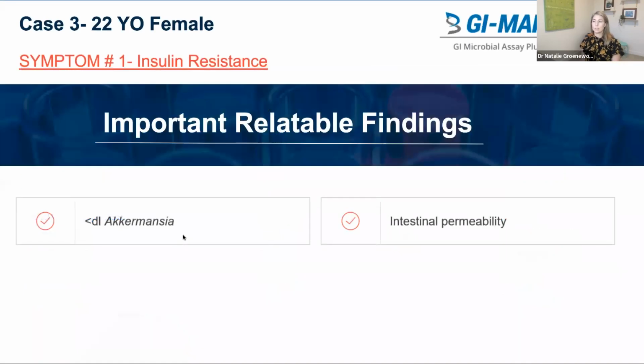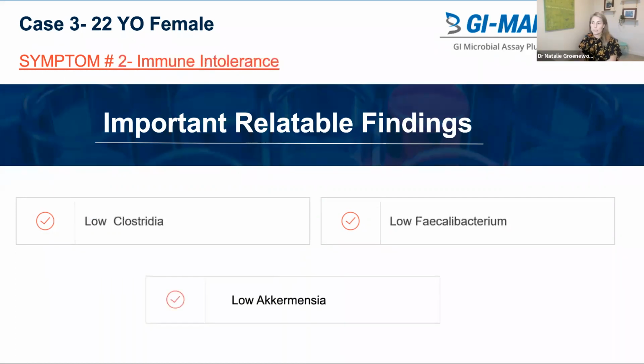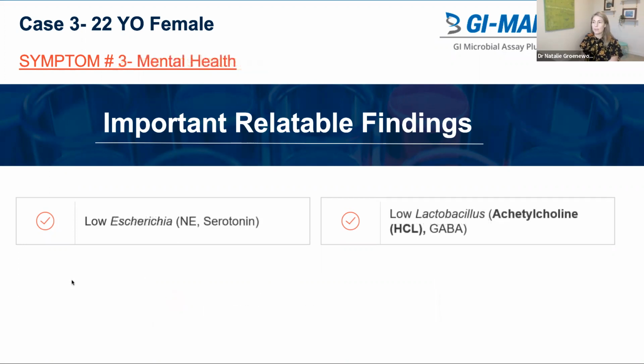All right, so insulin resistance, some markers here. Again, the Akkermansia is going to play a big role there. Intestinal permeability can cause inflammation, and inflammation can cause the insulin to start to go up. Immune intolerance, that low Clostridia, the low Faecalibacterium, low Akkermansia, really important for immune function in our GI tract and overall health. And then the mental health. So, this is really important.